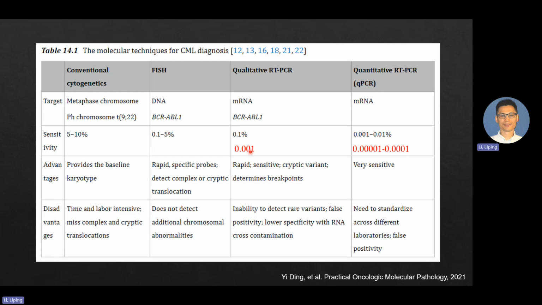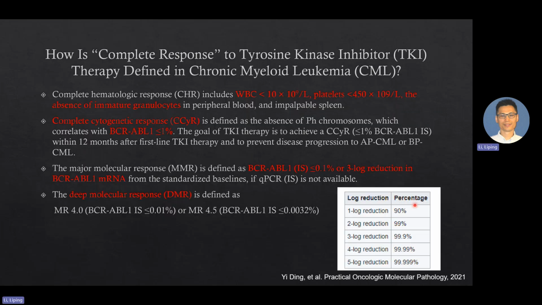This is the original table, and I put something here because this is really useful. We always talk about BCR-ABL, and we use log 2, log 3. What does that mean? You just count how many numbers there are after the decimal point. So let me show you what that means. I copy-pasted this one. One log reduction means we reduce 90%, and then 2 log, etc., something like this.